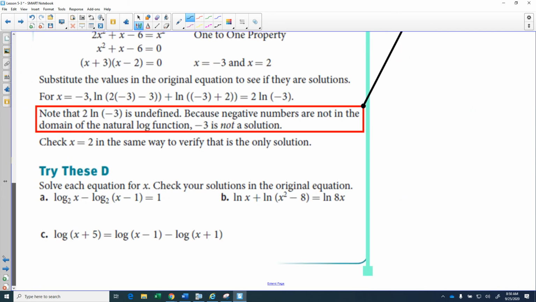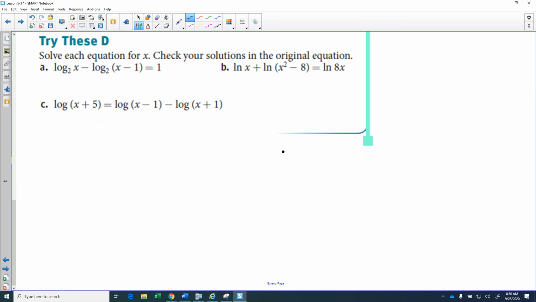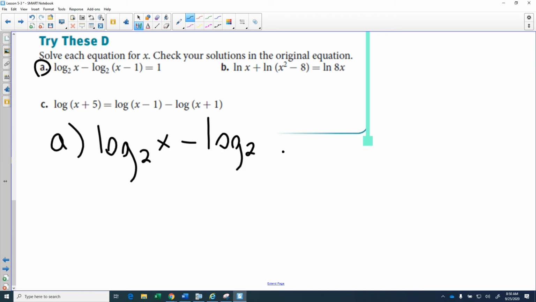So the last type of problem we're going to talk about is how do we actually take a whole property and then simplify it. So if I look at this last one, I'll try these D, letter A. I'm given another situation where I have log base 2 of x minus log base 2 of x minus 1 equals 1. Well, here's where I run into a problem. In all the other problems, we were given a single value, one singular log or one singular exponent. In this case, I'm given multiples. So this is where we have to combine all of our knowledge together. I need to use our properties to then simplify this.